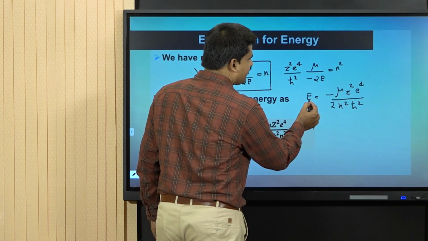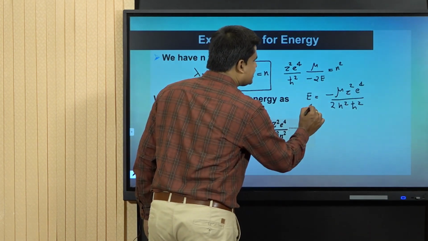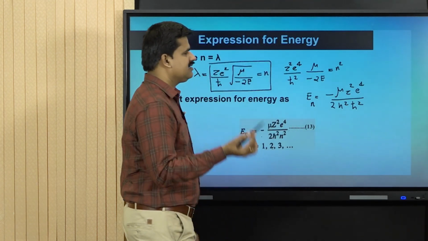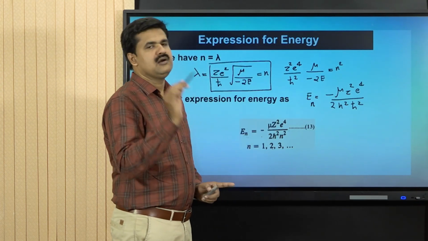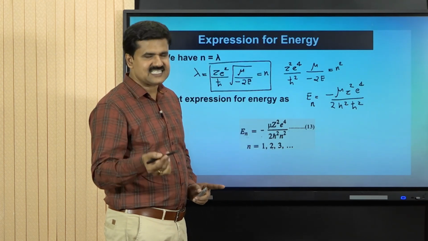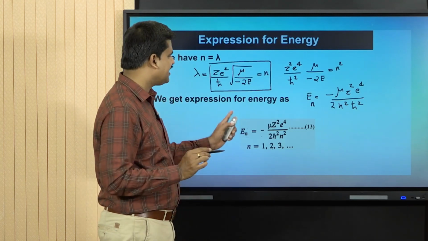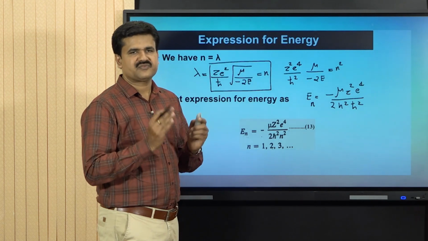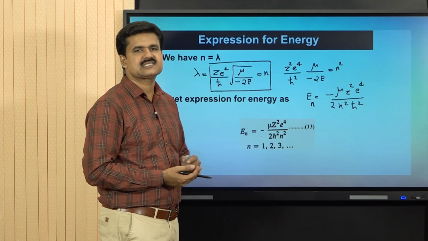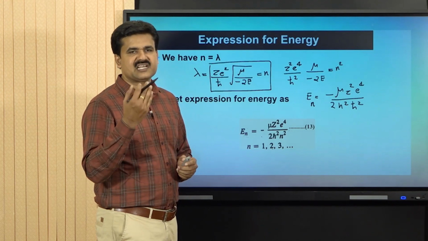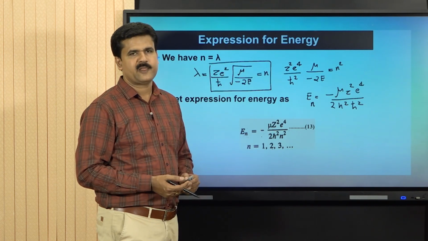Since the energy value depends on the principal quantum number, we can put energy as En. For getting E1, we have to put n is equal to 1. For getting energy of the first excited level, just put n is equal to 2, like that. That is, finally we got the energy of the hydrogen atom like this. En is equal to minus mu Z square e raised to 4 divided by 2 h cross square n square.